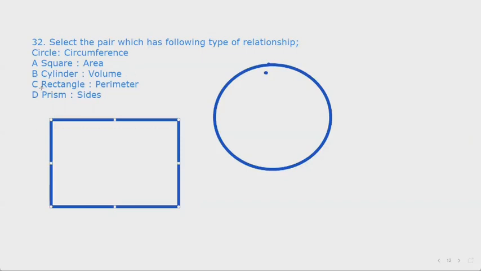Moving to option C, that is rectangle and perimeter. So considering this as a rectangle only, so perimeter is the addition of all the sides. This, and this side. So yes, ये भी outer surface का पूरा addition मांग रहा है. So both circle and circumference and rectangle and perimeter have the same relationship. So option C becomes the right answer. Moving to the next question.